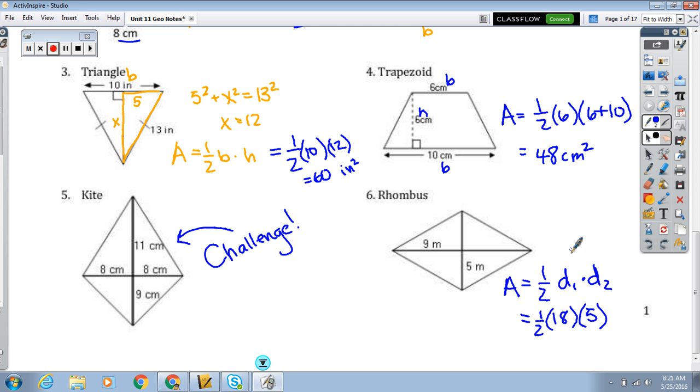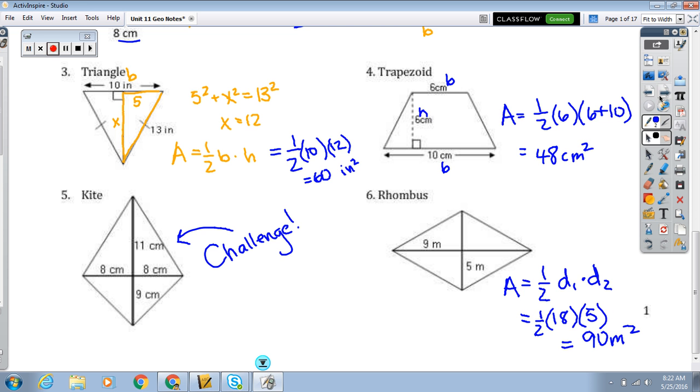Then number 6, the rhombus. This is the only formula that isn't going to be on the official SOL formula sheet that you would get to use on your test. So this would be maybe the one that you would write down immediately once you get that assessment. When I multiply everything out, 90 meters squared.